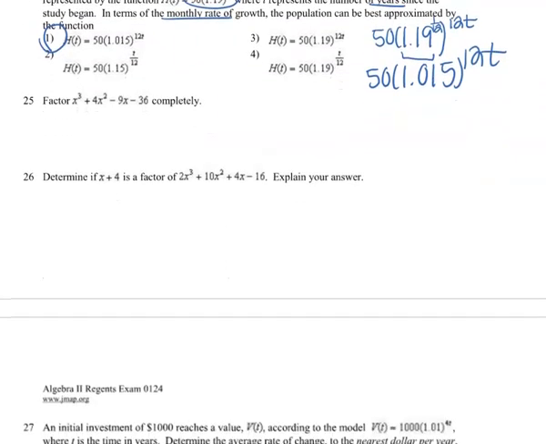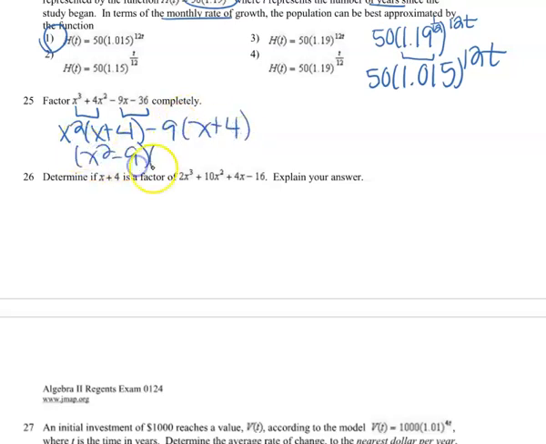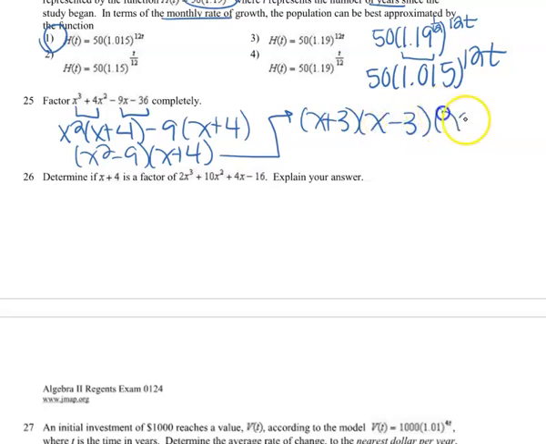Factor completely. When you guys have 4 terms, you should be thinking factor by grouping. There is no GCF among all of them, so that's where I'm going to go next. I can pull out an x squared, pull out a -9. Oh, hey, look at that. x squared minus 9, x plus 4. But be careful, because x squared minus 9 is a difference of 2 squares. So I can factor that with my conjugate pairs. Done.